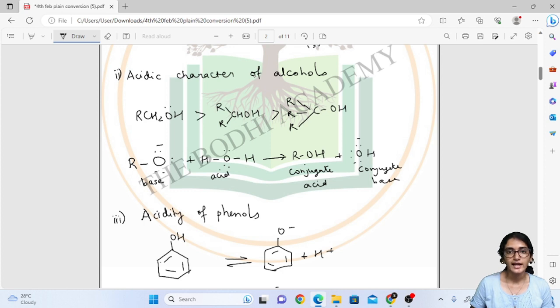These alkyl groups have a tendency to release electrons. If these groups release electrons, the electrons will be on oxygen, so the density of electrons on oxygen will increase. If the density of electrons on oxygen increases, what will happen? The polarity between O and H, this polar nature, will decrease. If we have more electrons on oxygen itself and less charge over here, then the polarity between them will decrease.